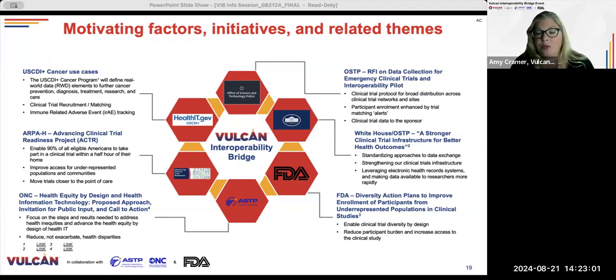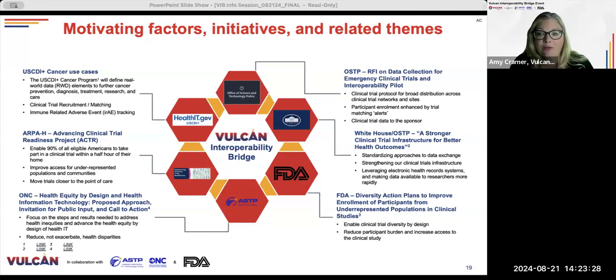And then the last one is when we look specifically at the OSTP's clinical trial infrastructure. We see a lot of our work originally when we started in Vulcan had to do with the use of electronic health records. So that's a little bit about how Vulcan has really seen with the work that we're doing inside of our group could lend support and maximize those collective resources with our government agency initiatives.